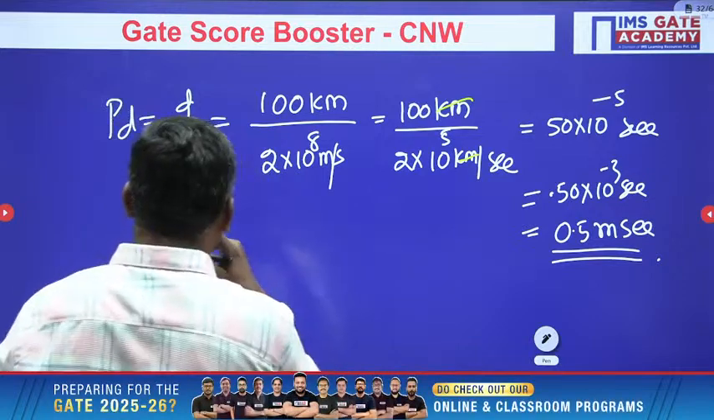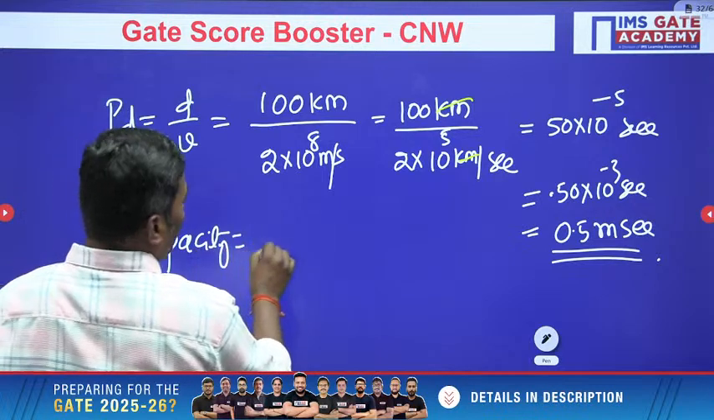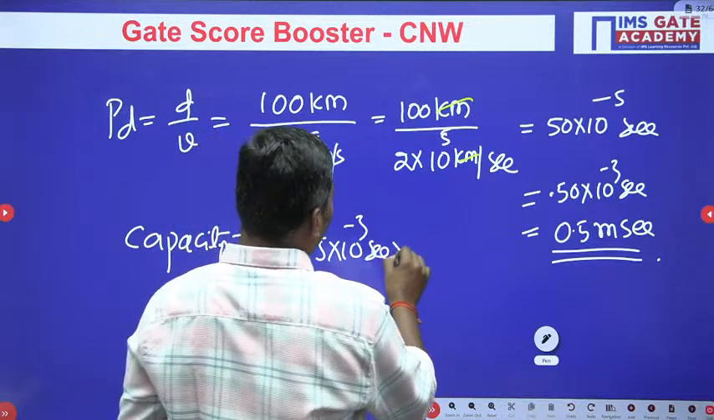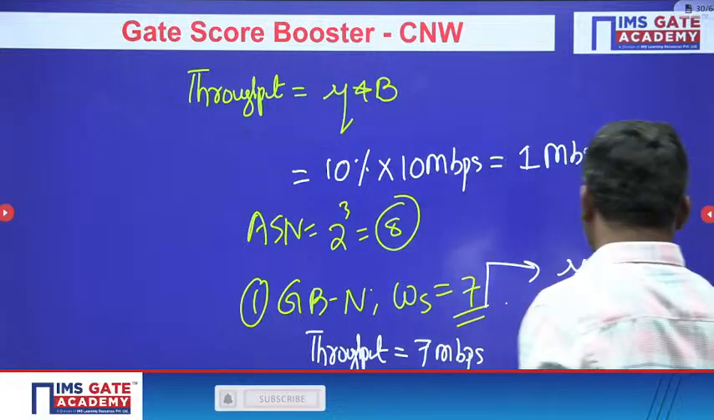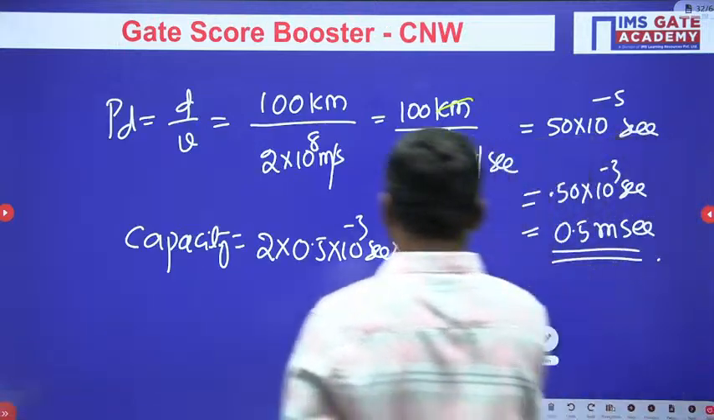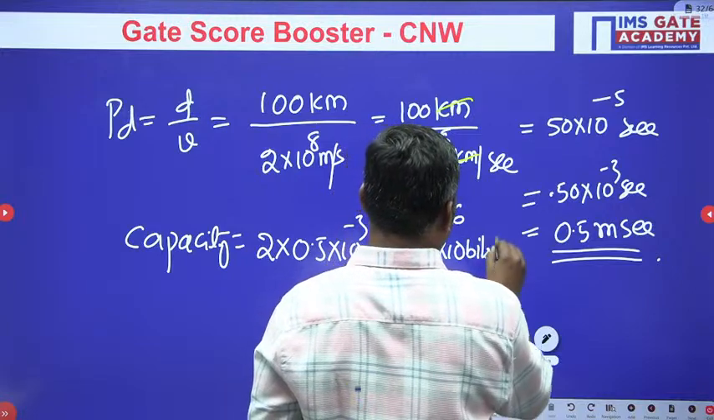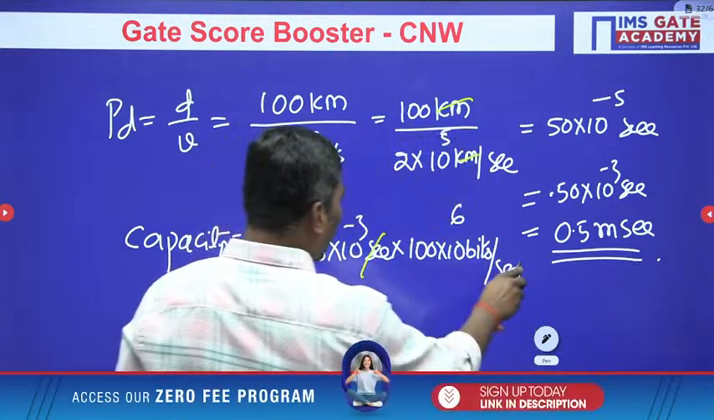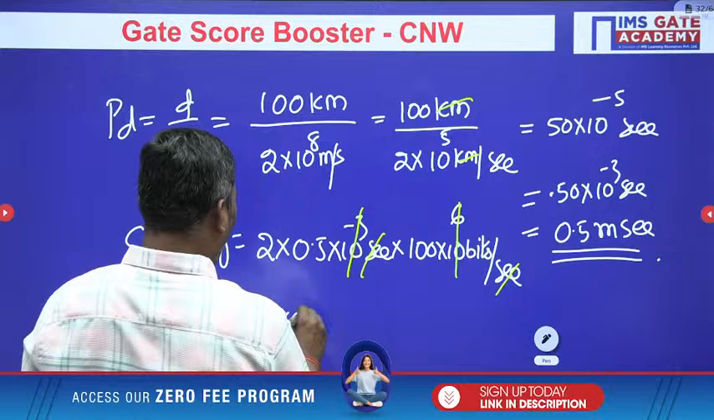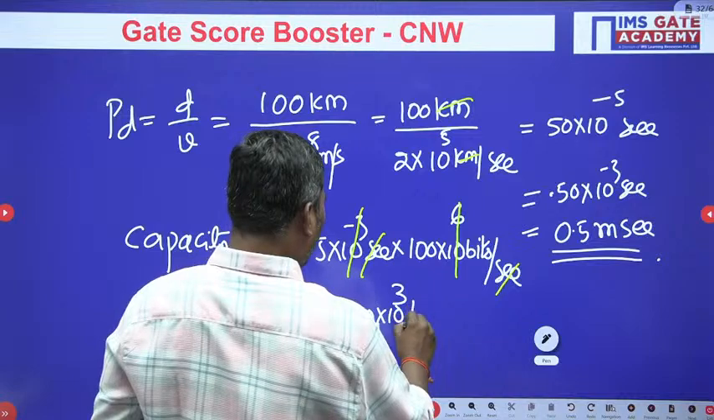Now, what is the capacity? Capacity of a channel is equal to 2 times 0.5 into 10 power of minus 3 seconds into the bandwidth. What is the bandwidth given? Bandwidth is 100 megabits per second, right? 100 into 10 power of 6 bits per second. Second gets cancelled. So 3 times gets cancelled. This is 2 into 0.5 into 100 into 10 power of 3 bits.